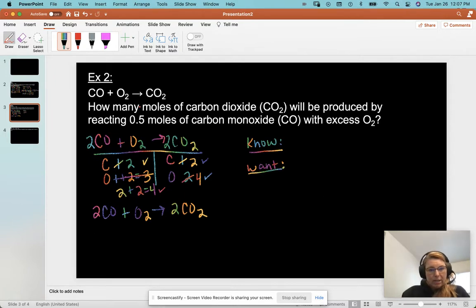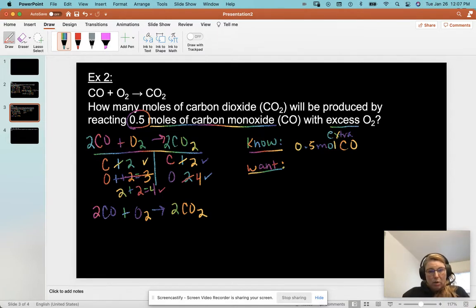So let's look at the text here. It says how many moles of carbon dioxide will be produced by reacting 0.5 moles of carbon monoxide with excess O2. By the way, this word excess just means extra. So it means that you're not going to run out of O2 in this equation. You have more than enough. So what do we know? The thing that has the number is what we look for to find out what we know. So 0.5 moles of carbon monoxide, that's what we know. So we're going to write 0.5 moles of carbon monoxide.